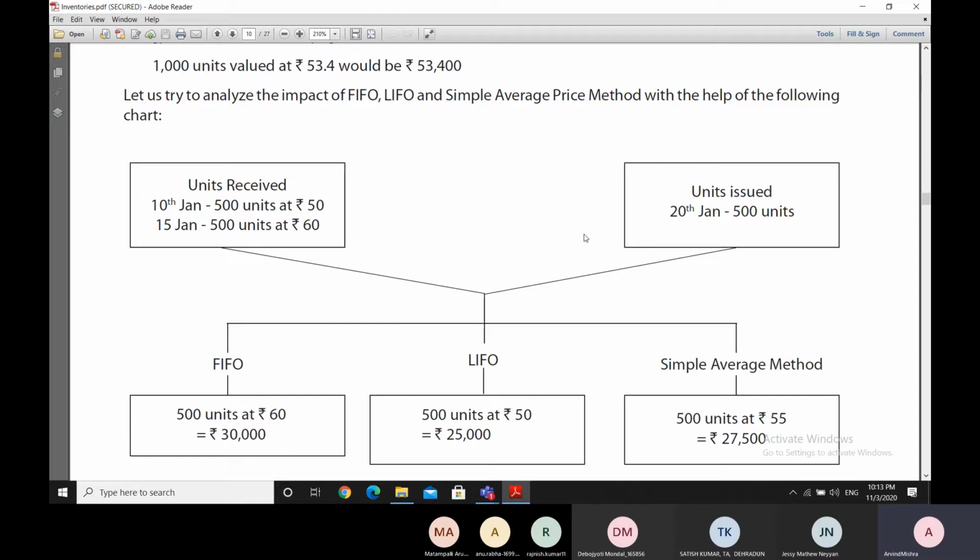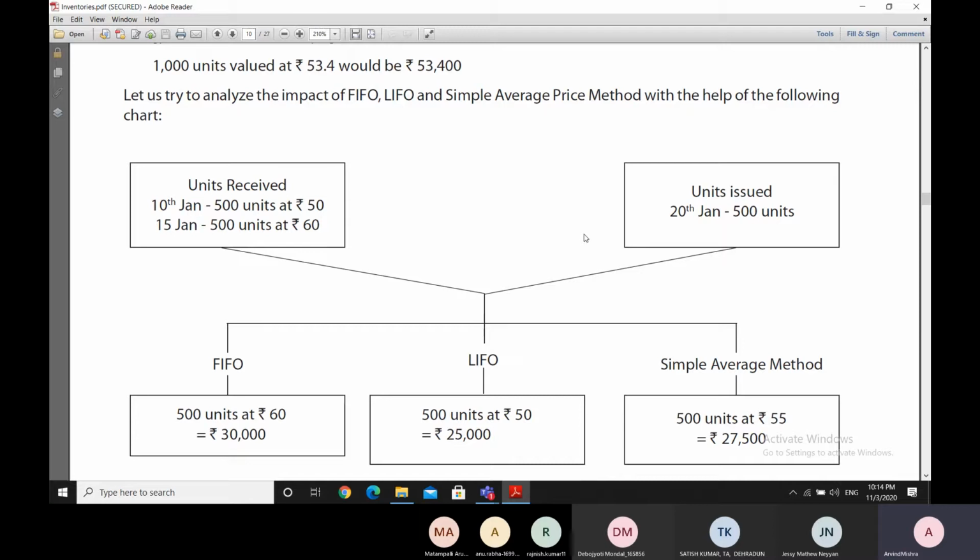On the other hand, if we were to use the Lifo method, we'll assume that the 500 units which we had received last, that is at 60 rupees rate on 15th January, they were issued on 20th January. So in that case, we'll value the remaining 500 units at the rate of rupees 50, because they are the ones remaining with us, and the ones which we had purchased for rupees 60 we have issued already. That is what we are assuming under the last in, first out method. So the valuation in this case comes to 25,000 rupees.